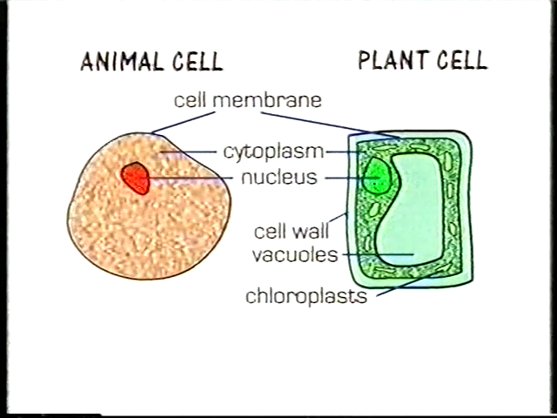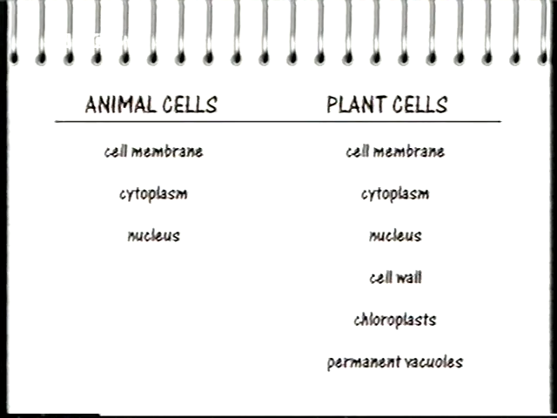How did you get on? Your table should look like this. Animal and plant cells all have a cell membrane, cytoplasm, and a nucleus. Plant cells also have cell walls, chloroplasts, and permanent vacuoles.